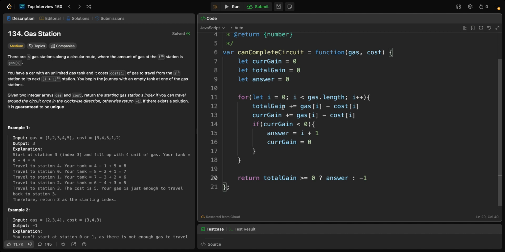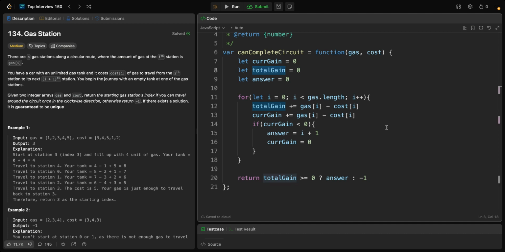Okay, let's try to describe this one. So first we initialize variables. We have the current gain. This one keeps track of the net gain of gas and cost from the current starting station as we iterate through the circuit. We have total gain, which calculates the total net gain for the entire circuit to determine if a complete circuit is possible.